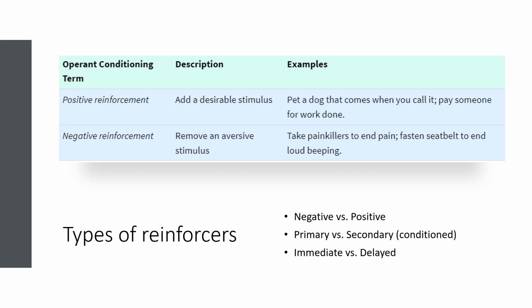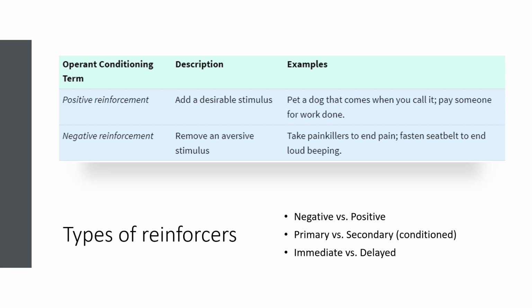We also have primary and secondary or conditioned reinforcers. Primary reinforcers are natural reinforcements. We don't have to learn that these are reinforcing. These are things like food or rest. Secondary or conditioned reinforcers are learned. It gets its reinforcing power through its association with a primary reinforcer. So money would be a secondary reinforcer. Money can buy us access to our basic needs like food and shelter.